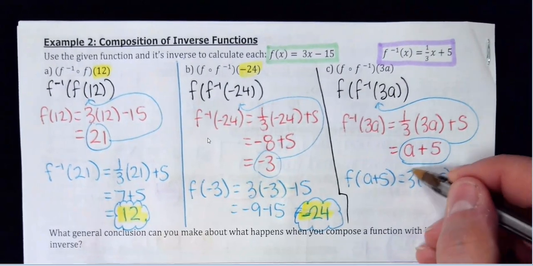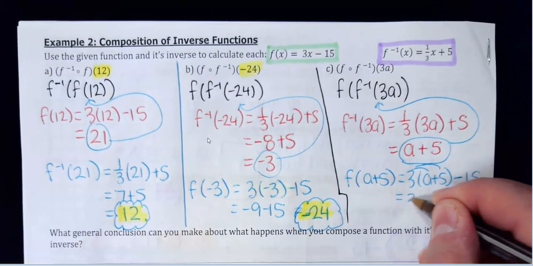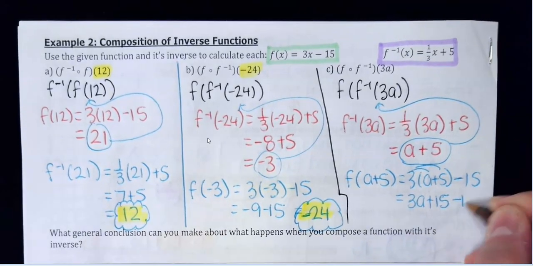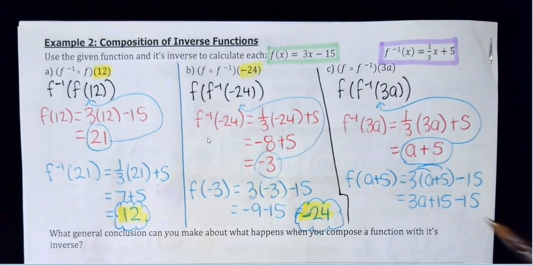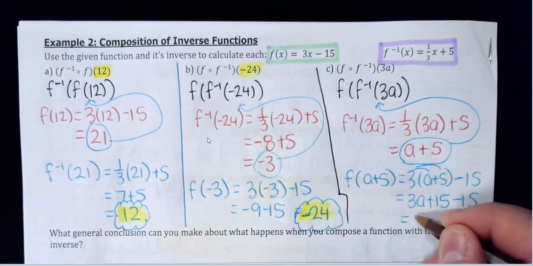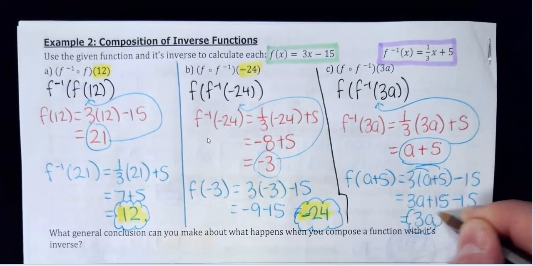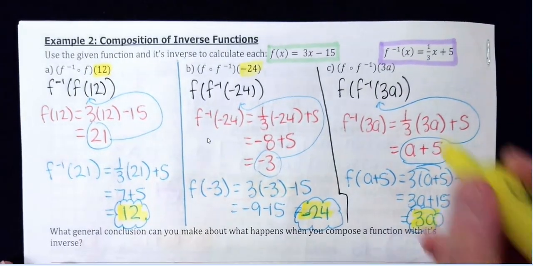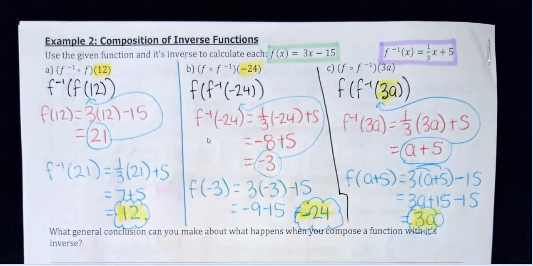If I do the algebra here, this would be 3a, little distributive property, plus 15, but then I had this minus 15 on the outside, so that's going to cancel with the positive 15, and we're just going to get 3a. And again, what I asked you to plug in, that's just going to be the actual answer.